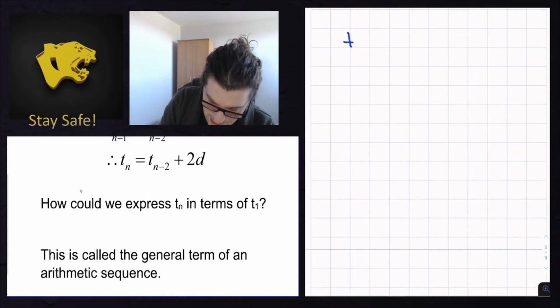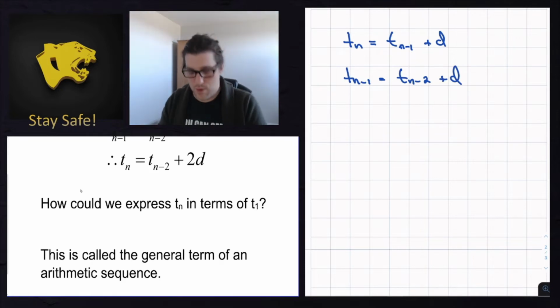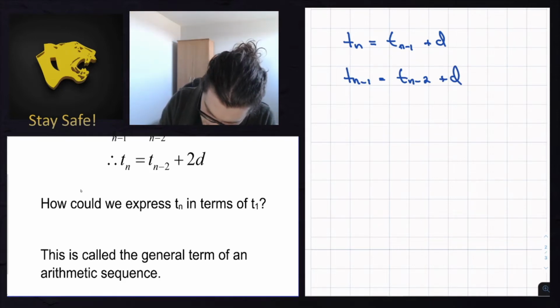So if Tn is equal to Tn minus 1 plus d, and Tn minus 1 is equal to Tn minus 2 plus d. And we want to somehow, well, we're going to put this into this position, which means Tn would be equal to Tn minus 2 plus d.